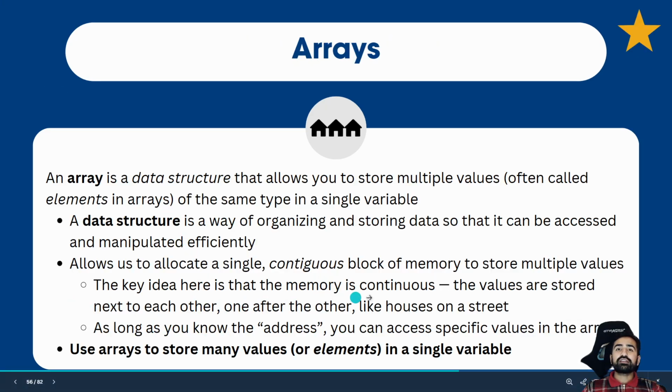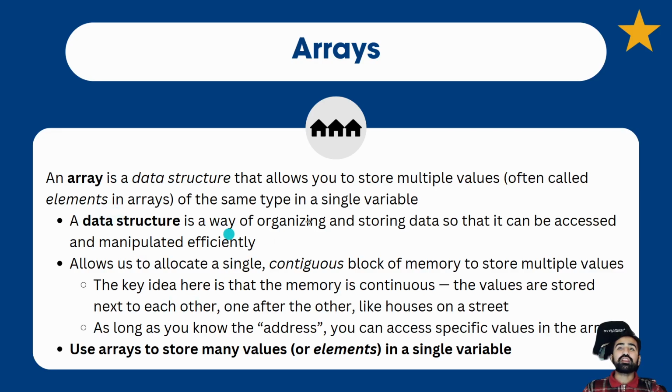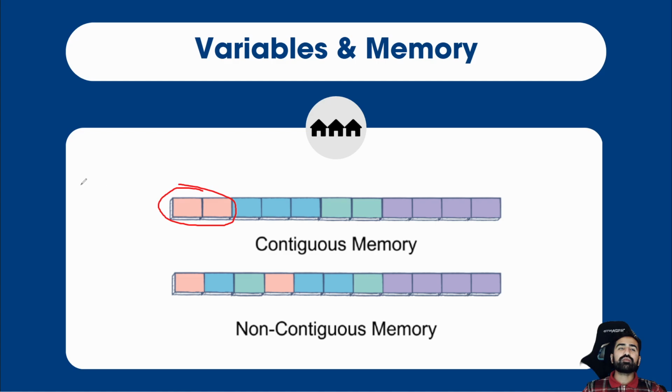So let's go back to arrays for a sec. The key idea is that the memory is continuous. The values are stored next to each other. Think of them like houses on a street. These are houses, they're neighbors. We organize the neighbors based on the data type. They all have the same type of variable. As long as you know the address, you can access specific values in the array. As long as you know the address of a house, you can locate the house. And that's really easy to do when those houses are your neighbors. It's not hard to figure out what the next address is.